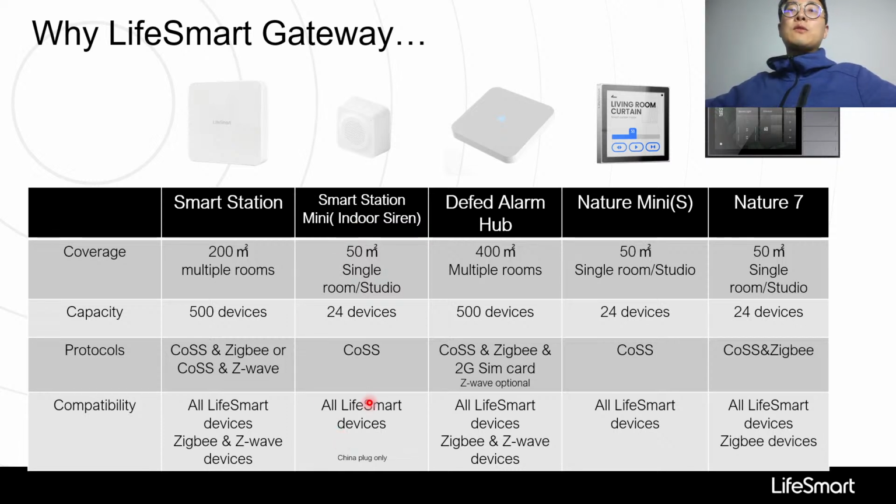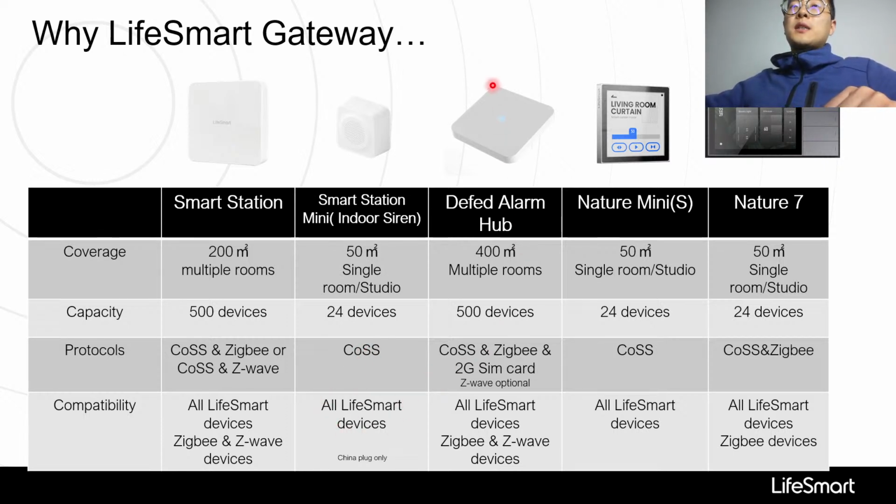So this one can cover up to 50 square meters, and the typical application for this Smart Station Mini is single rooms or studios without so many walls. And the capacity of this device is 24 devices, and it only supports COS protocol, our own proprietary protocol. And it is compatible with all LifeSmart devices.